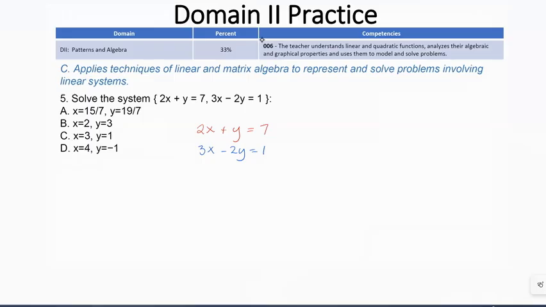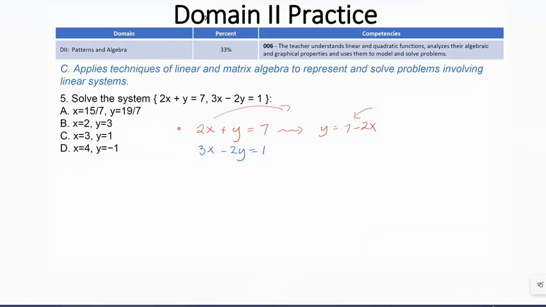To substitute, I'm going to rewrite this. I'm going to move it to the other side, so it's going to be y equals 7 minus 2x. That's my new equation for 2x plus y equals 7. Now I'm going to use this new equation to substitute into my second equation.